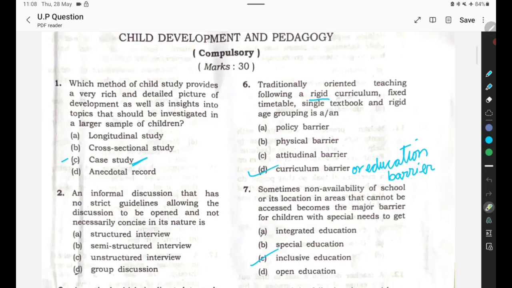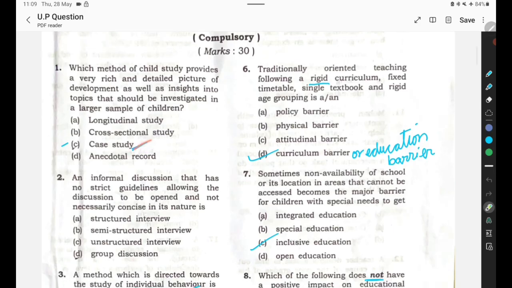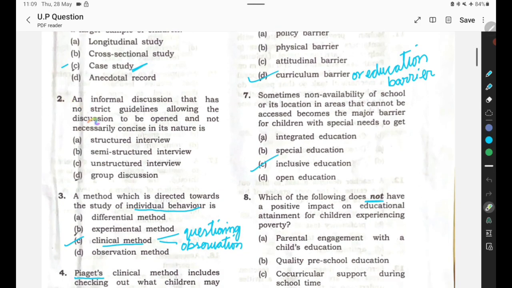Question number one, which method of child study provides a very rich and detailed picture of development as well as insights into topics that should be investigated in a larger sample of children? It is case study. Now question number two, I have not given the answer for this because this is so easy, you can easily answer it. You can take 5 seconds to answer this question. 1 2 3 4 5. I think all of you know which is the answer, and the answer is unstructured interview.